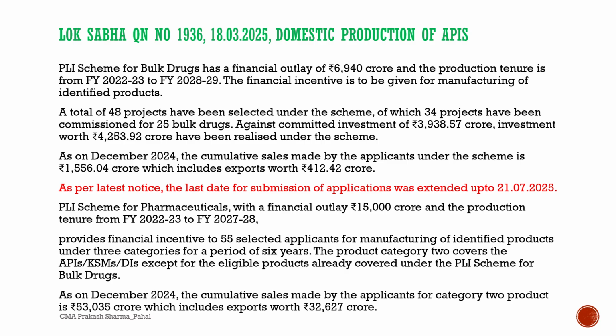PLI scheme for pharmaceuticals, with a financial outlay of Rs 15,000 crore and the production tenure from FY 22-23 to FY 27-28, provides financial incentive to 55 selected applicants for manufacturing of identified products under 3 categories for a period of 6 years. The product category 2 covers APIs, KSM, DIs, except for the eligible products already covered under the PLI scheme for bulk drugs. As of December 2024, the cumulative sales made by the applicants for category 2 products is Rs 50,035 crore, which includes exports worth Rs 32,627 crore.